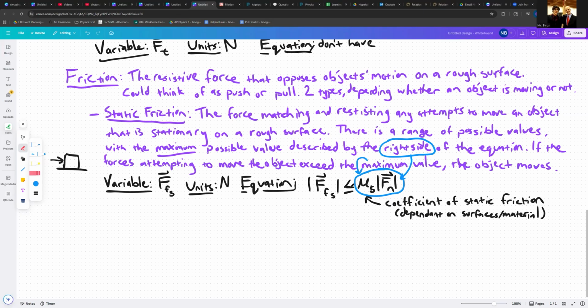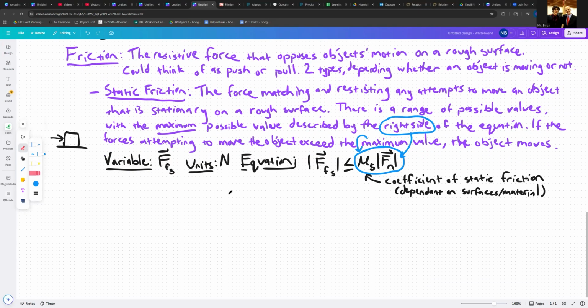Static friction will be anything less than or equal to that maximum, and it depends on how hard you're trying to move the object. It will just match your force. That's static friction. That's objects sitting still, trying to get them to move.